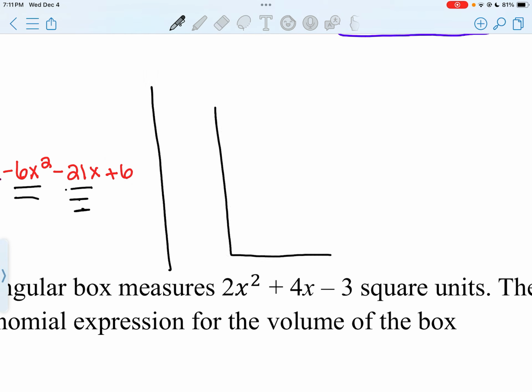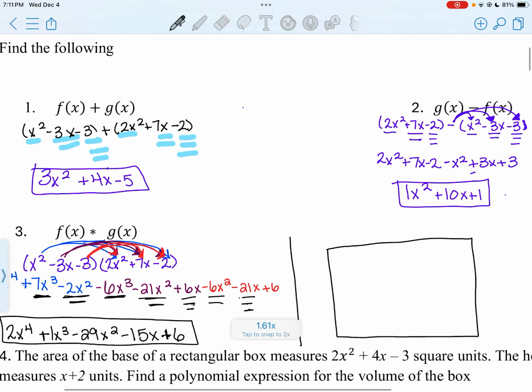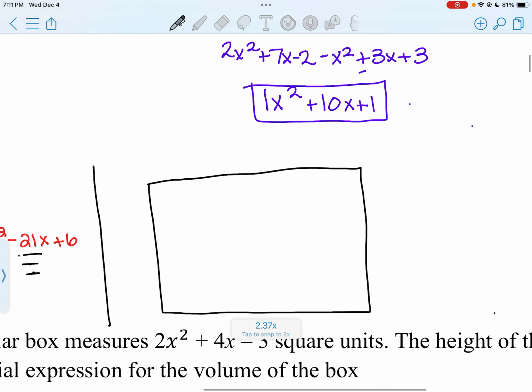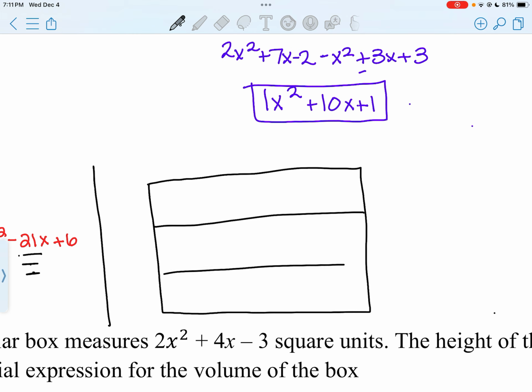Miss Keaton is a perfectionist, so forgive her. So we have one large box. Now let's take a look at how many terms are in each equation. F of x has 1, 2, 3. G of x has 1, 2, 3. So we're going to have 3 rows and 3 columns. Here go my rows. And here goes my columns.